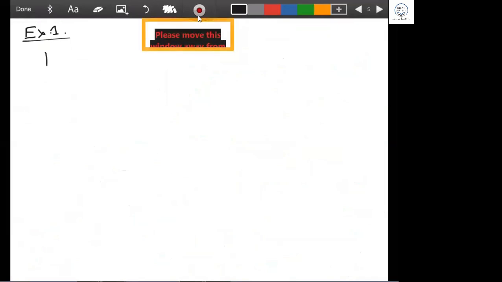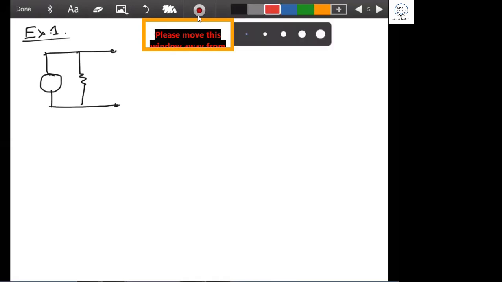Beautiful. Now I'm going to show you an example and you tell me from this example. I'm going to give you a source like this, and I'm connecting a load with this.